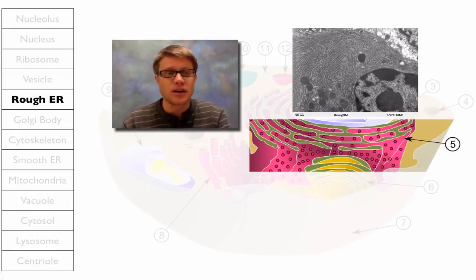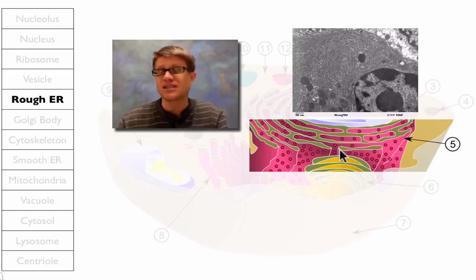Next, we get to the level of the rough ER, or the rough endoplasmic reticulum. It's actually a membrane that is continuous with the nucleus. And so we've got this folded membrane that comes out from the nucleus. You then have ribosomes that are sitting on the outside of it, and that's why it's called rough ER.